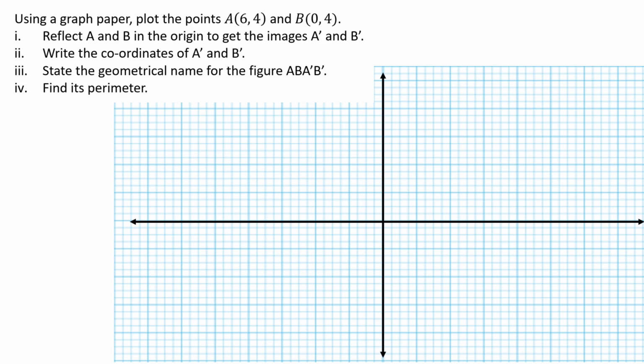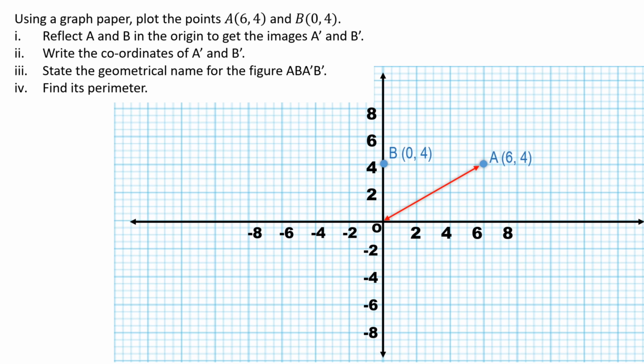The first thing to do is draw the coordinate axis and label the numbers. Then mark the given points, that is A 6, 4 and B 0, 4. We need to reflect these points in the origin. So the image of A will be A dash and both the coordinates with opposite sign.